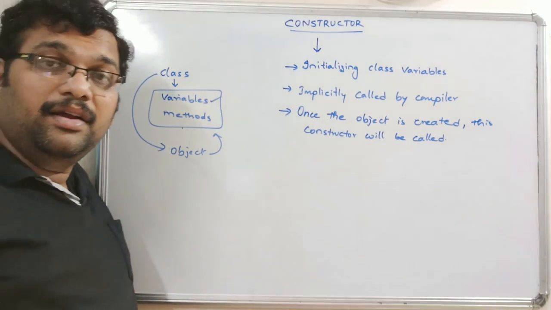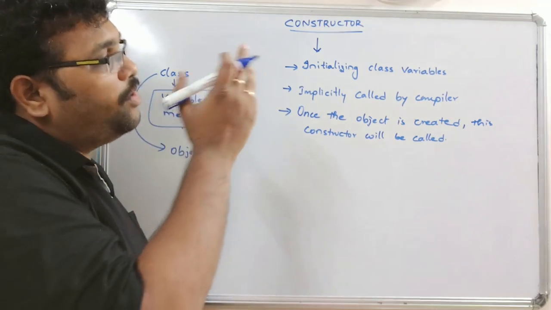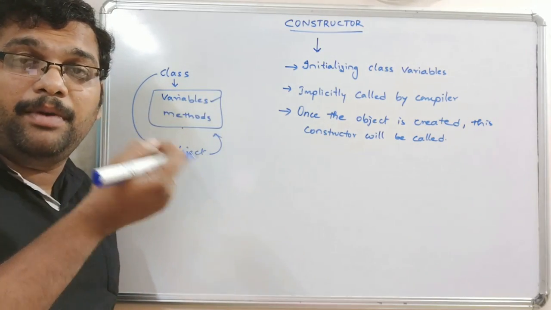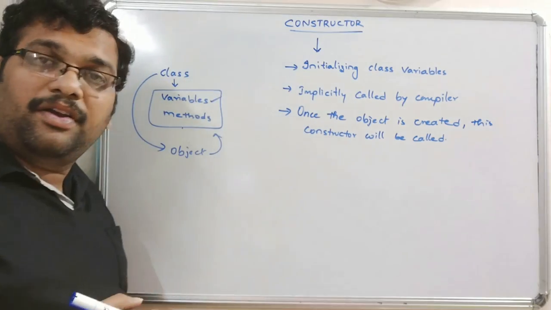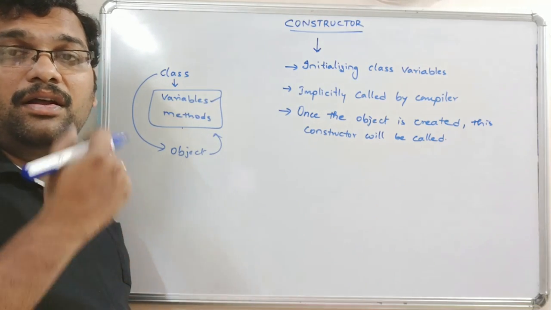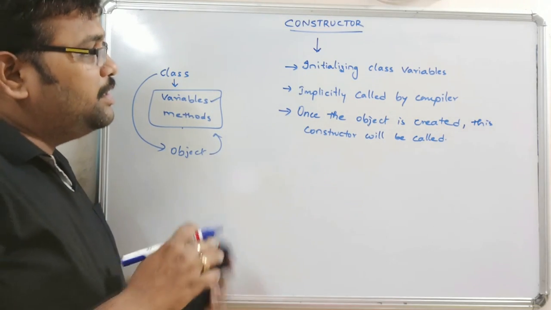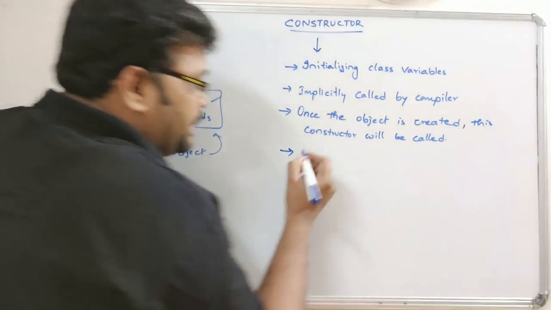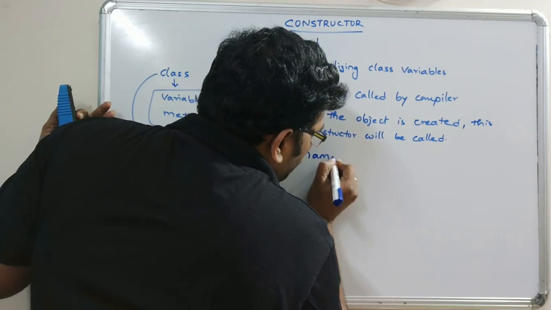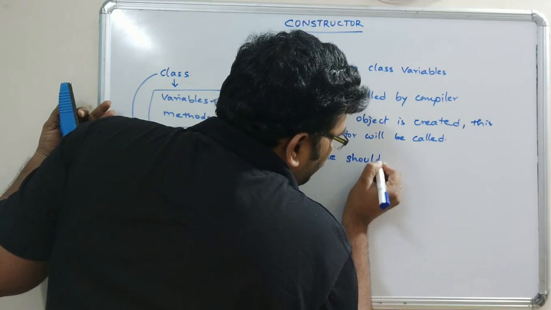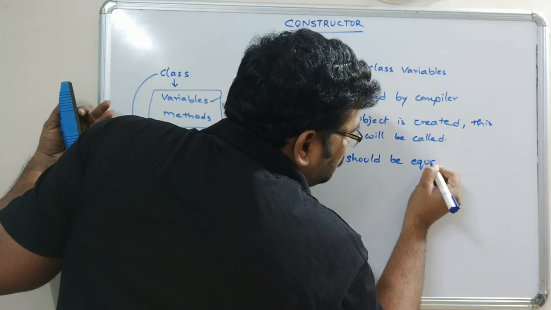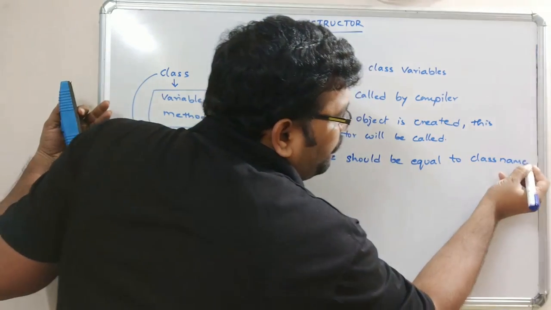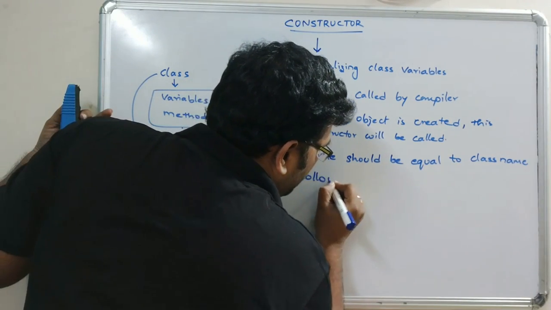It's not mandatory, it's optional. So the programmer may write the constructor, or may not write the constructor, right? It is similar to our function. The name should be equal to the class name, followed by parentheses.